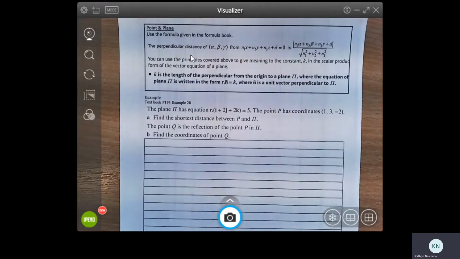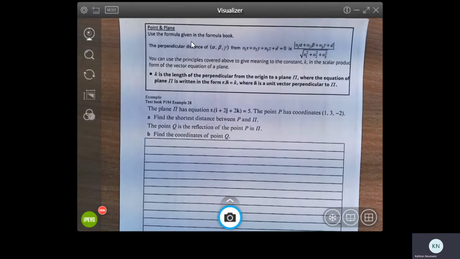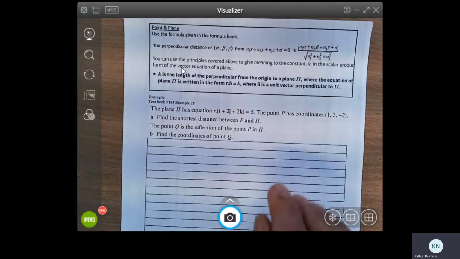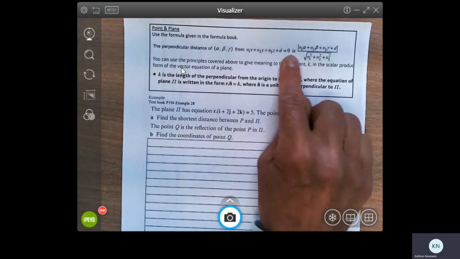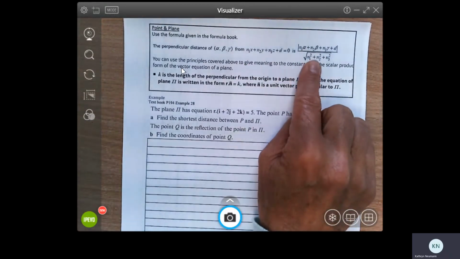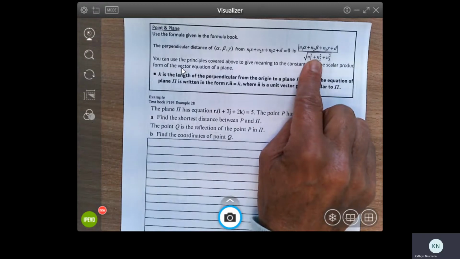Hello and welcome to this further maths video on finding the perpendicular distance from a point to a plane, and we'll look at some questions on reflecting points in planes. So in the formula book you are given a formula that will find the shortest distance from a point to a plane.